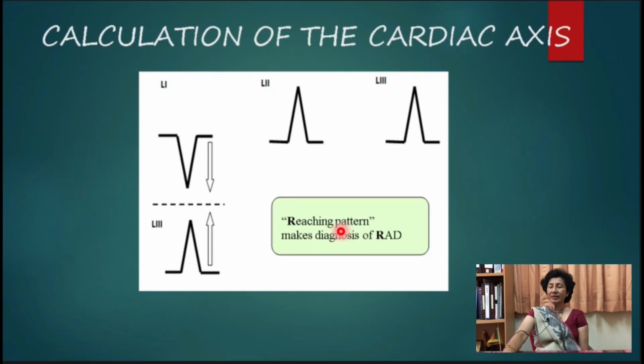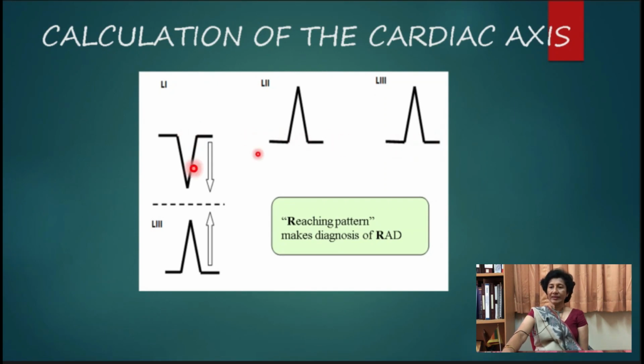Now let's see how to diagnose right axis deviation. As I mentioned earlier, if there is a positive polarity in lead 2, there are two possibilities. It could be normal axis or it could be right axis deviation. So first step is to look at the polarity in lead 2. Now it is positive. The second step is analyze the QRS polarities in lead 1 and lead 3.